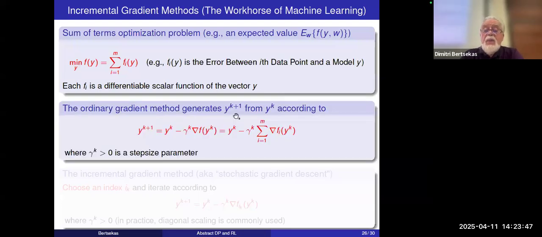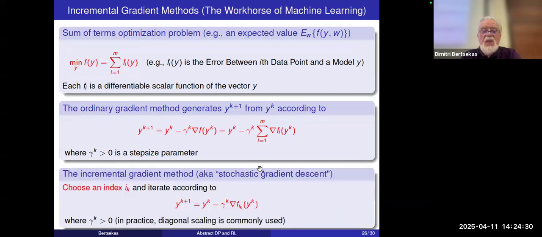Now, the ordinary gradient method, the one that goes way back to Cauchy, perhaps, is one whereby from the current iterate yk, you obtain the next iterate by moving in the direction of the negative gradient. You evaluate the negative gradient at the current iterate, and you go along the negative direction by a step size gamma k. Now, if you look at the gradient of this function, it is the sum of the little gradients. These gradients correspond to data points, and you may have thousands or millions of data points. So this gradient is very difficult and very costly to compute.